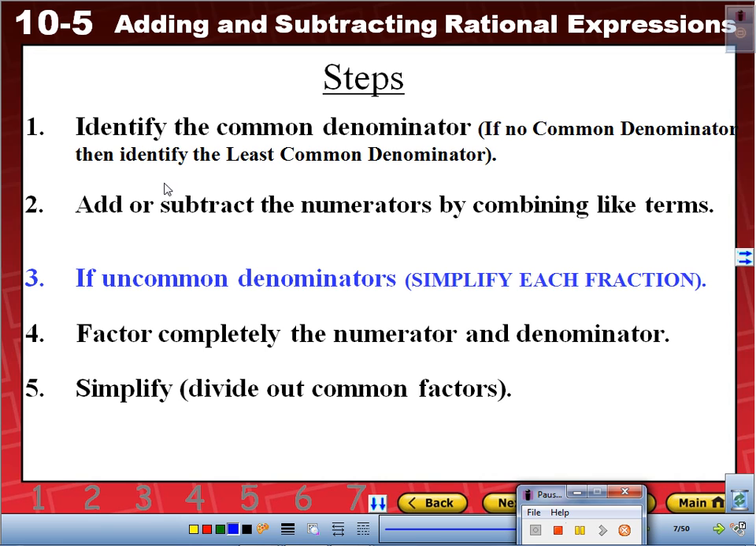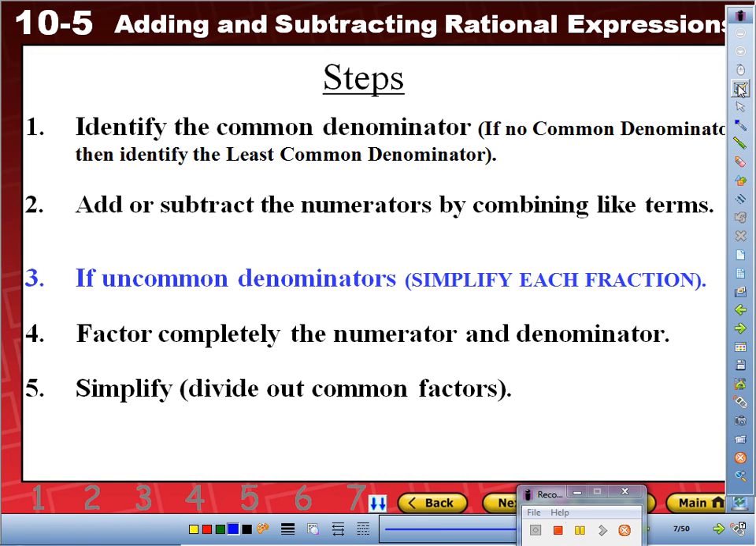Now, the first steps are similar. Identify the common denominator. From there, you add or subtract the numerators by combining like terms. From there, you factor completely, and then you simplify. However, if you cannot identify a common denominator, that means you have uncommon denominators. That means you need to simplify each fraction, then you follow the rest of the steps. Okay? So with that said, copy this down.